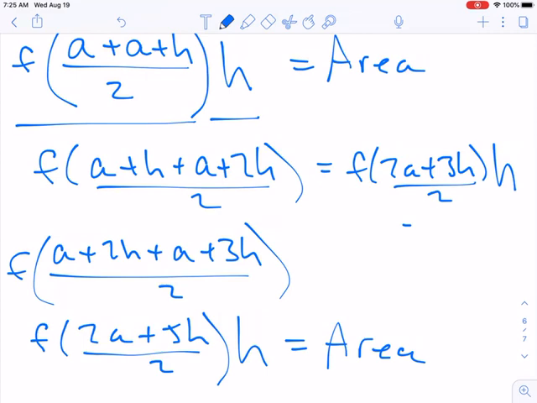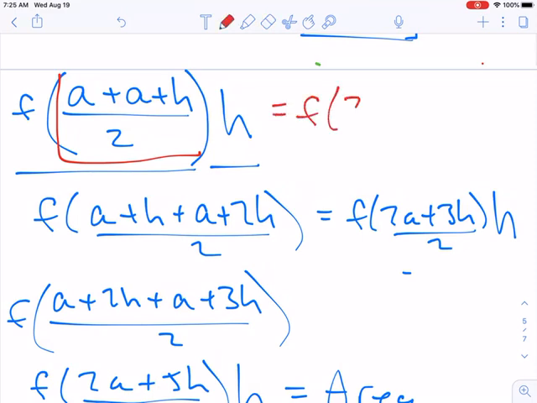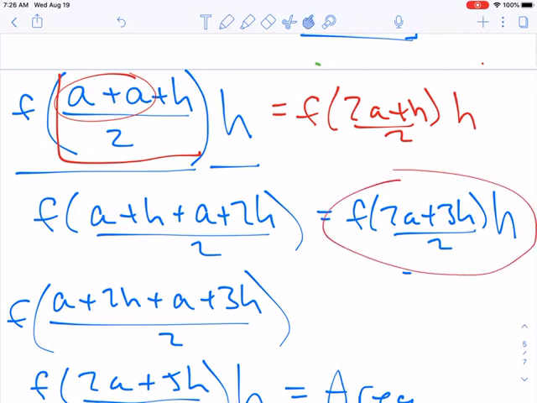All right, so you can start to see a pattern evolve, okay? So the first rectangle, the height of the rectangle was, whoops, I didn't write this simplified. Let me go back and write this. This is f of (2a plus h) divided by 2, times h, because I didn't add those two together. So here's our 3 rectangles.